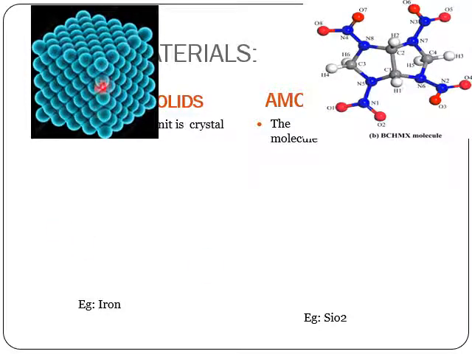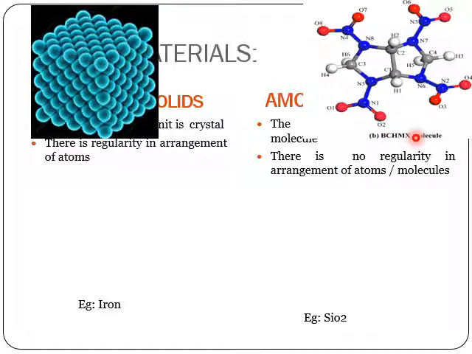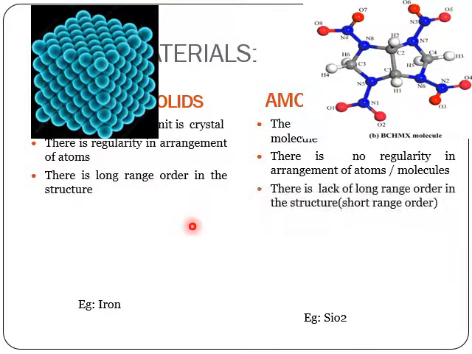Here you can see the arrangement of atoms is in a proper way, in three dimensions, and there is a proper number of atoms kept in each row and column. But in amorphous, the molecules are randomly distributed. You can see there is no proper arrangement. So there is a regularity in the arrangement of atoms, but here there is no regularity in the arrangements. That we can clearly see with the sketches provided there. There is a long range order in the structure and there is a short range, a lack of range in the order.